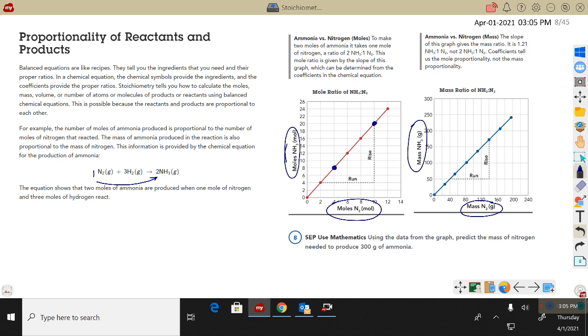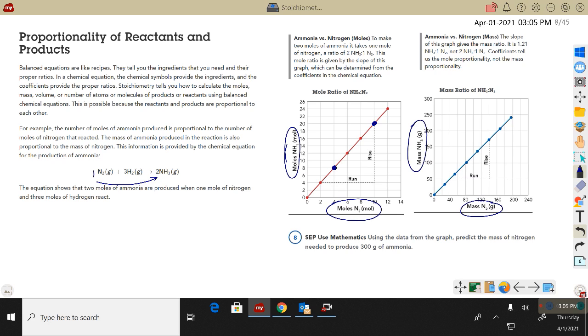In fact, it's about a 1.2, which is fine. I don't need to focus on the exact ratio or the exact slope. But what I want you to get from this is that the ratio in the equation is not a direct ratio of grams or mass.